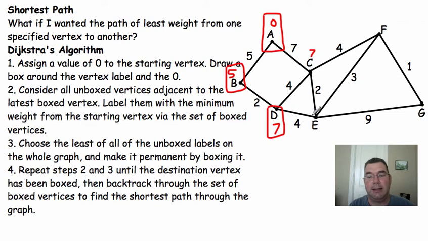Now I look at getting from D to E, and that's 4. It already took me 7 to get to D, so to get to E, that's 11. So I have a choice of getting to vertex C with a weight of 7 or getting to vertex E with a weight of 11. Well, obviously I'm going to choose 7.